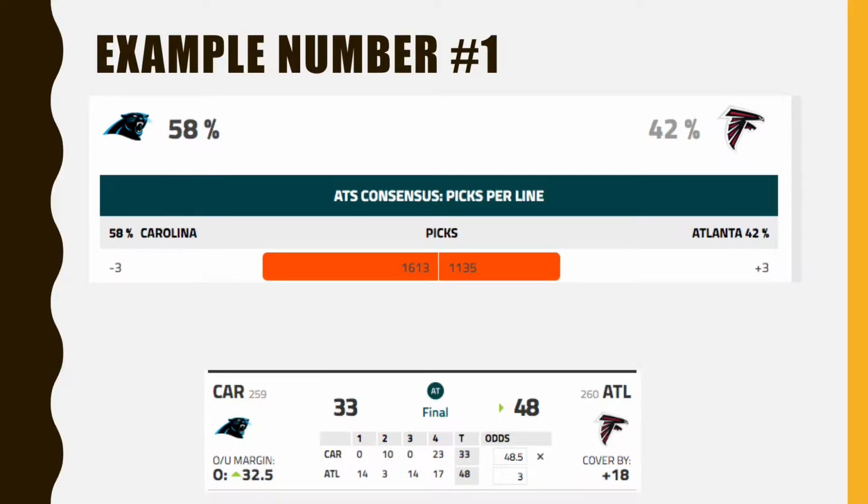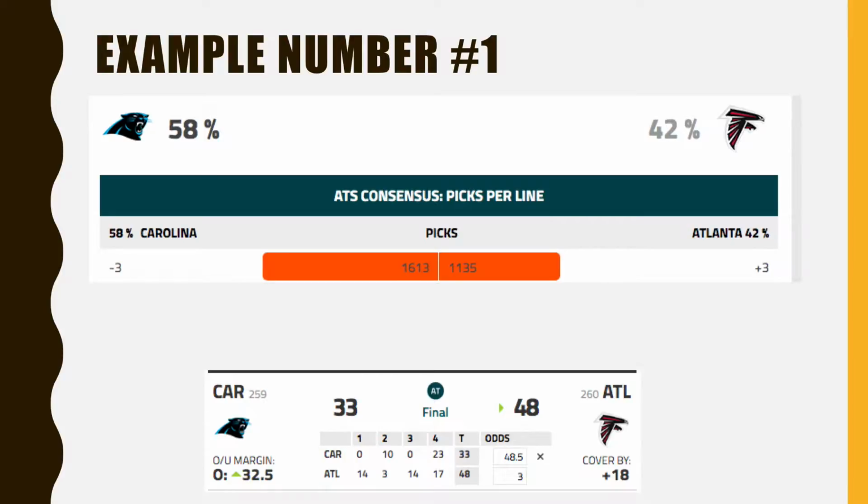All right, so let's look at this first game here. You have the Carolina Panthers against the Falcons. Panthers are the favorite at -3. Atlanta is the underdog at +3. So if we think back to our rules real quick, remember we do not play the favorite sometimes, but more times than not, we're not going to play the favorite at a -3 line. And so that naturally moves us in the direction of playing Atlanta.